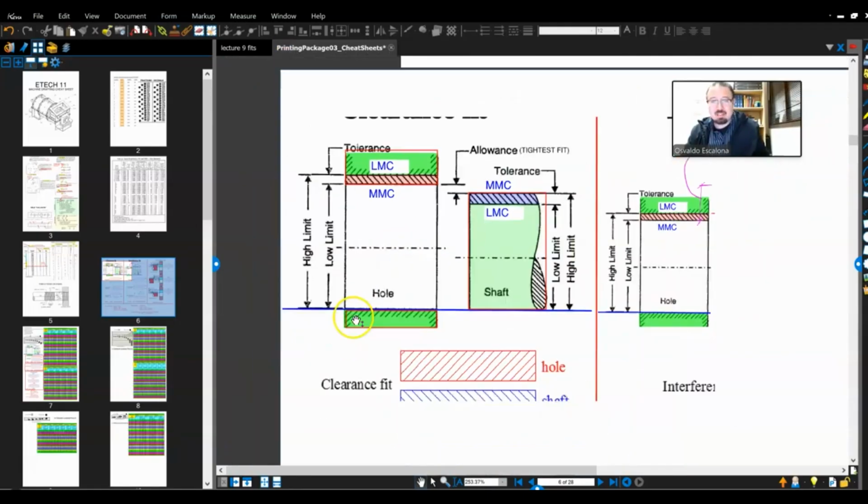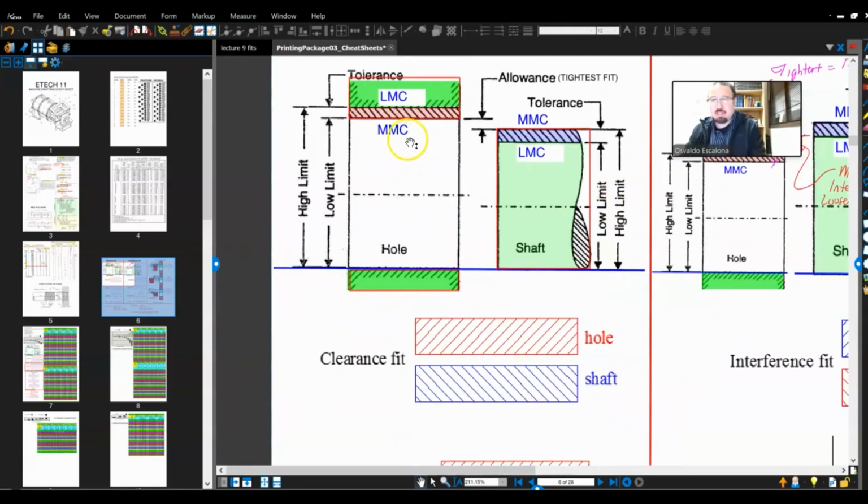Now let's take a look at the tolerance zone, just the colors by themselves. See this region that I made red? And I made another region somewhere here blue. Just looking at the region of the tolerance, this is the red, this is the blue. The red one is on top of the blue one. Just by looking at the tolerance alone, you can determine that it's a clearance fit.